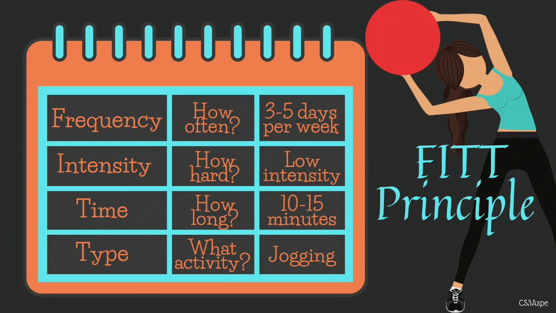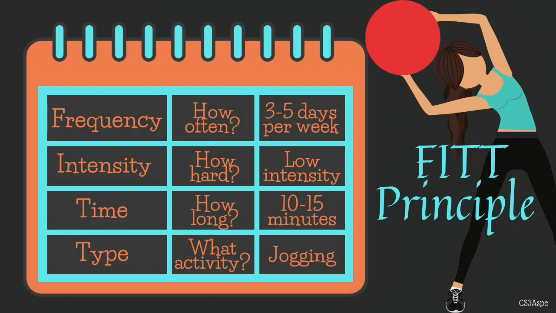To understand further the FITT principle, here is the example table. This is how your FITT chart solution should look like. Number 1, Frequency, or how often you exercise. Let's say 3 to 5 days per week. Number 2, Intensity, how hard you exercise. For the beginners, low intensity.